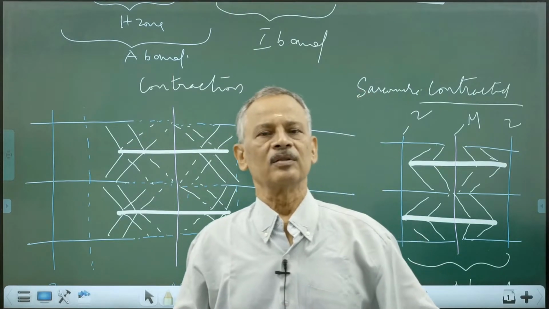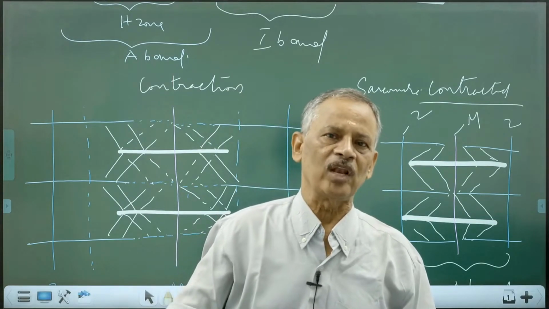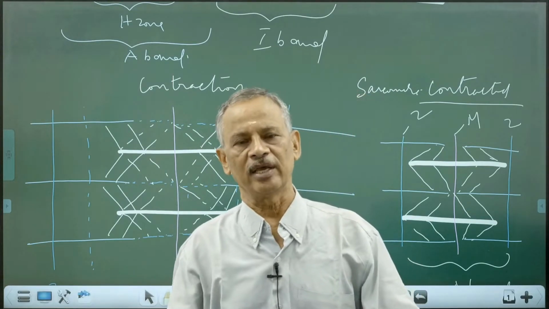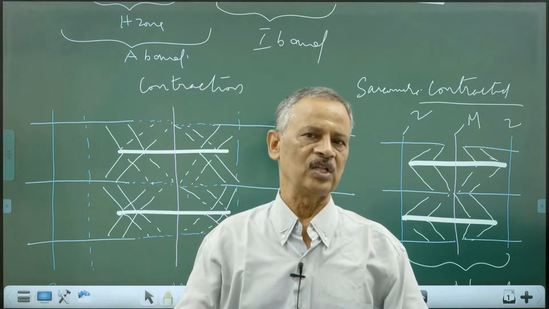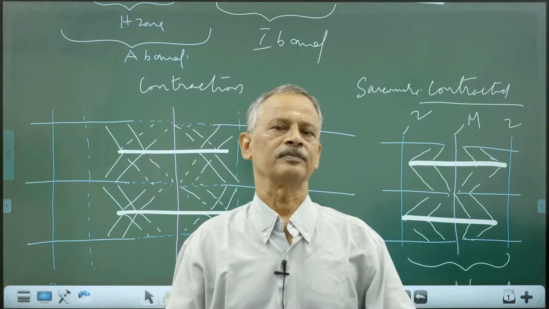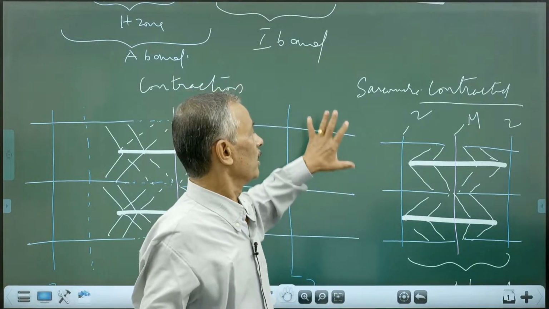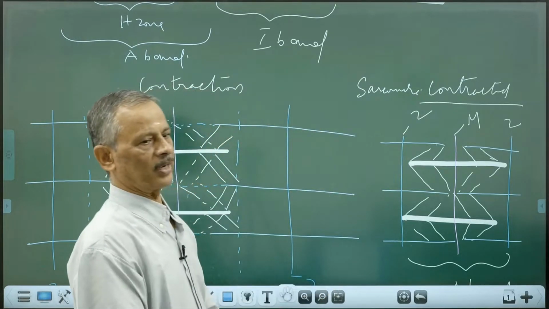This mechanism of contraction is called sliding filament contraction theory, put forward by A.F. Huxley and H.E. Huxley and Henson. So this is the Huxley and Huxley sliding filament contraction mechanism.